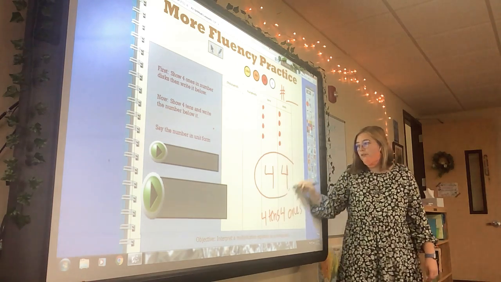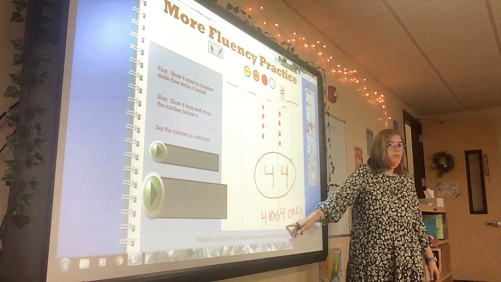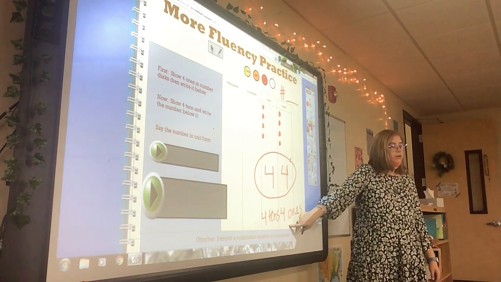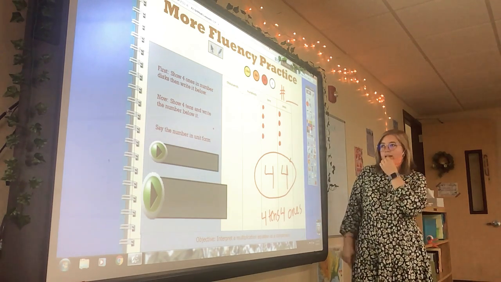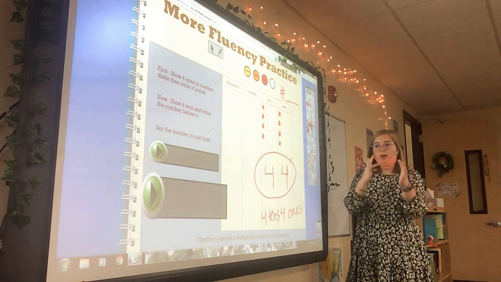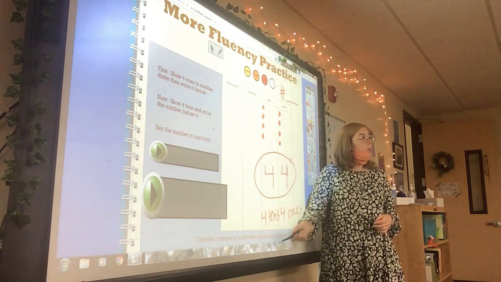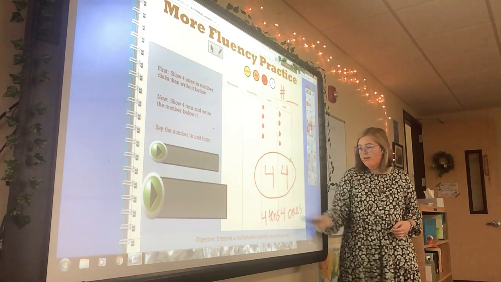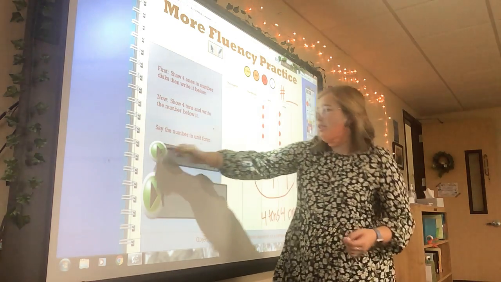Right here is standard form. And right here is unit form. Say unit form. Go ahead and point to it on my board and say unit form. Unit form. Good. Point to this one and say standard form. Standard form. Good. Okay. Everybody understand? So in unit form, there's a number and then a word. The number is how many there are, and the word is what place value it is, right? So 4 tens, 4 ones. So that's in unit form.